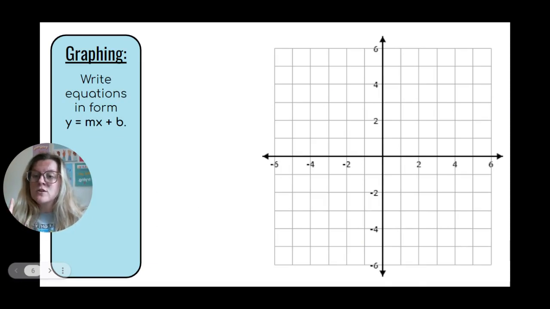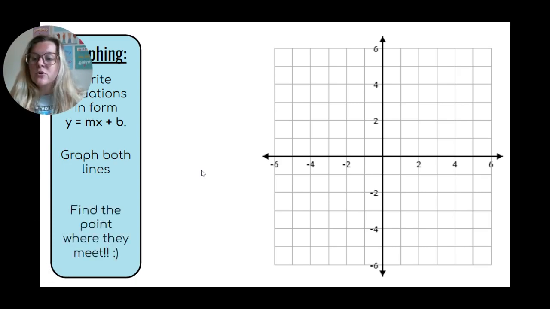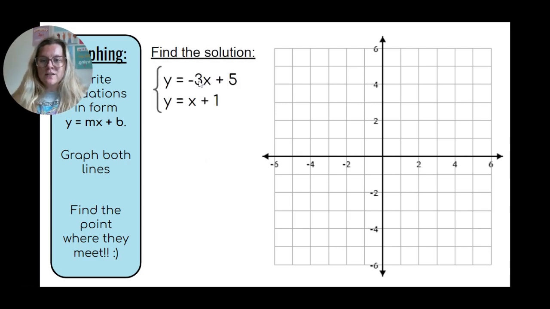Okay, so here are our steps for graphing. Step number one is we are going to write the equations in y is equal to mx plus b form. That way we can graph it on our graph. Next, we are going to graph both of those lines on our graph, and then we're going to find the point where they meet or intersect. So let's look at this solution.